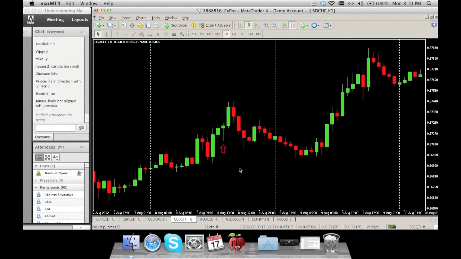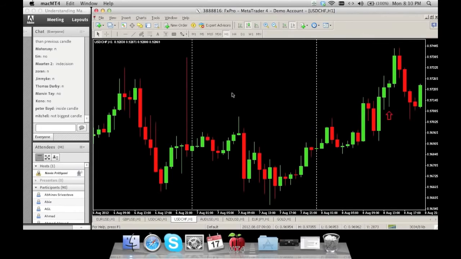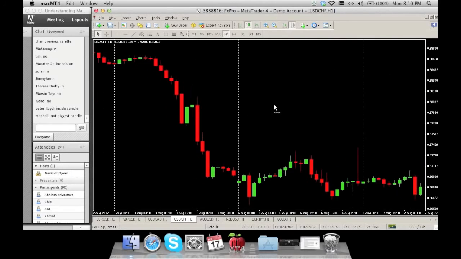Okay, Prince, it is in the direction of the uptrend. That is correct. It is also an upside down exhaustion. That is also correct. Is it bigger than the previous candle? No. That makes it invalid. Remember, just because it happened this time, it does not mean it happens all the time. So this makes it invalid. Now let's move on forward. Let's continue to find a pattern.